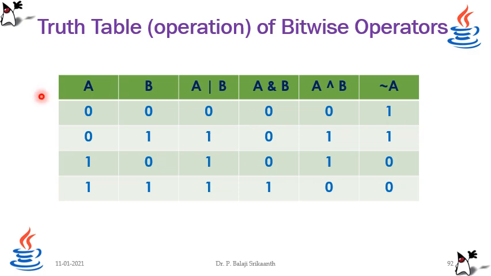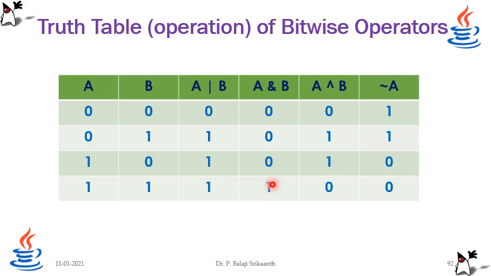This truth table specifies the operations of the bitwise operators. For A or B, if both A as well as B are 0, then it results in a 0. If any one operand is a 1, then it results in a 1. Whereas it is opposite in the case of the AND operation. Even if one of the operands is a 0, it results in 0. It will result in a 1 only when both the operands are 1.